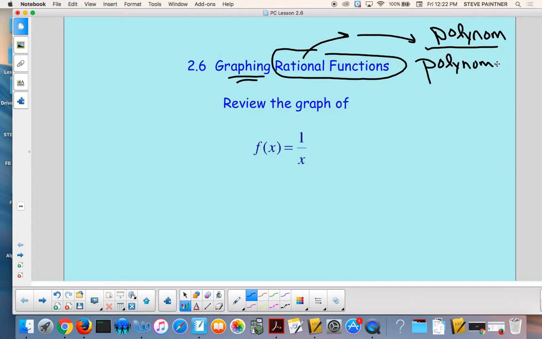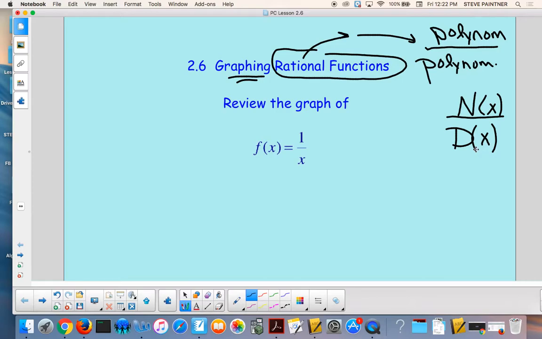What's the polynomial on top? They call it n of x. Now this is how your book talks, so I have to talk like your book so you understand your book when you look at it. N of x, what do you think the n stands for? Numerator. There you go. The numerator polynomial over the d of x, denominator polynomial. So when your book starts talking like this and you're reading it, you're going, okay, n of x is numerator, d of x is denominator.